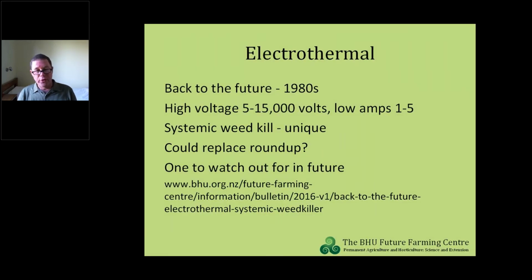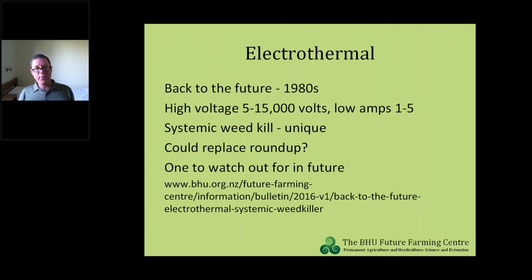And electrothermal is not available right here and now, particularly for viticultural work, for undervine, for perennial crops, but it's a really interesting technology. So it's one of these things I want to give you a heads up on. It originates way back in the 1800s, had a bit of a resurgence in the 1980s, and indeed there are still commercial machines from that period available in the States. They were the Lasco brand. It uses high voltage electricity to boil the water inside weeds in situ. And so it's unique and it has a systemic weed kill.